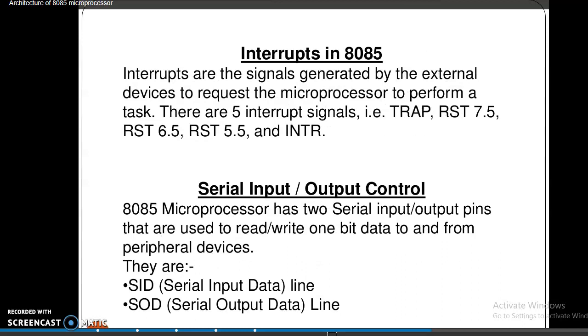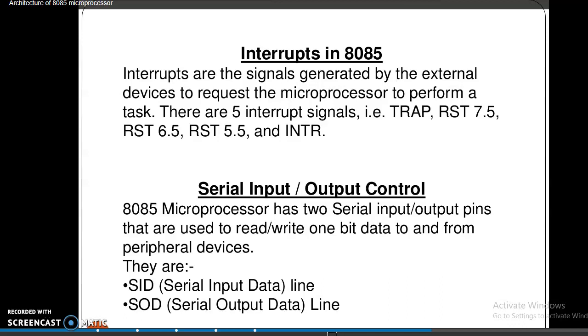And then interrupts in 8085. Interrupts are the signals generated by the external devices to request the microprocessor to perform a task. For example, the microprocessor is already performing a work. At that time, any other device needs to do a work and gives the work to the microprocessor. It is called the interrupts.